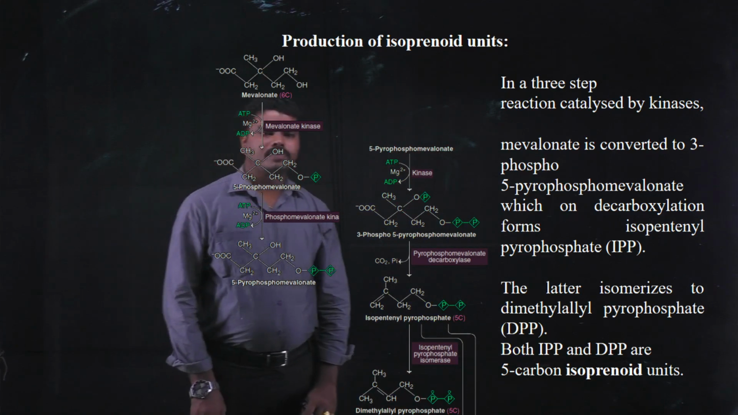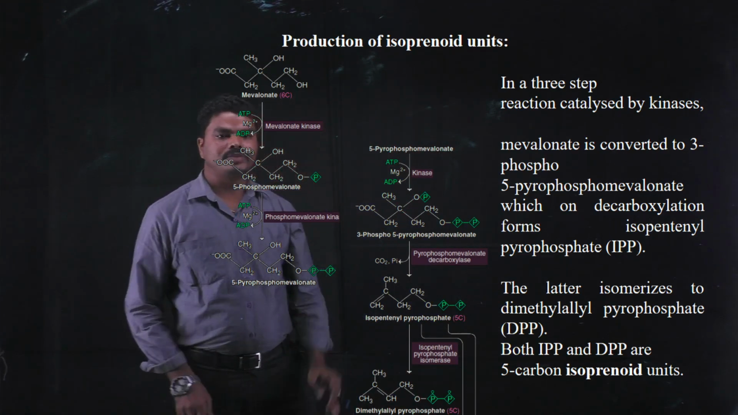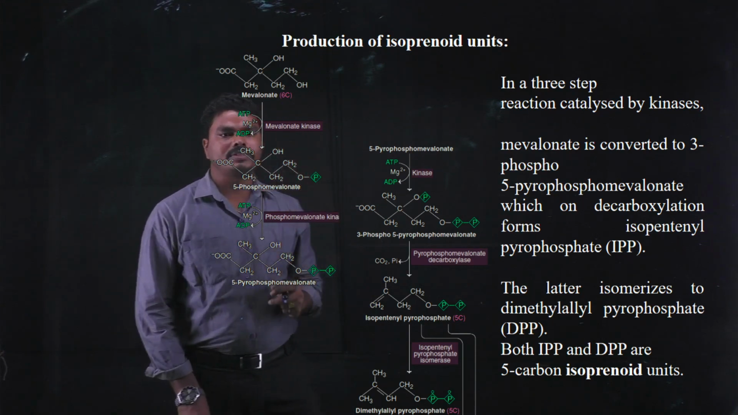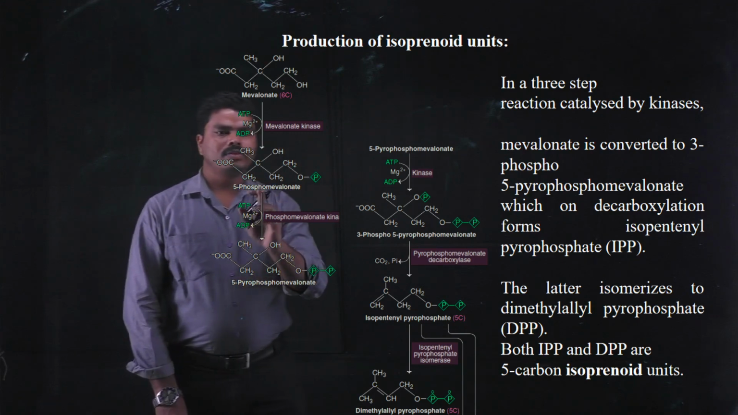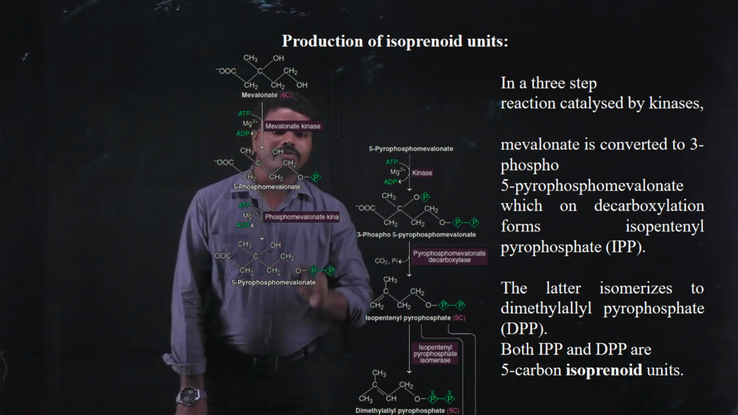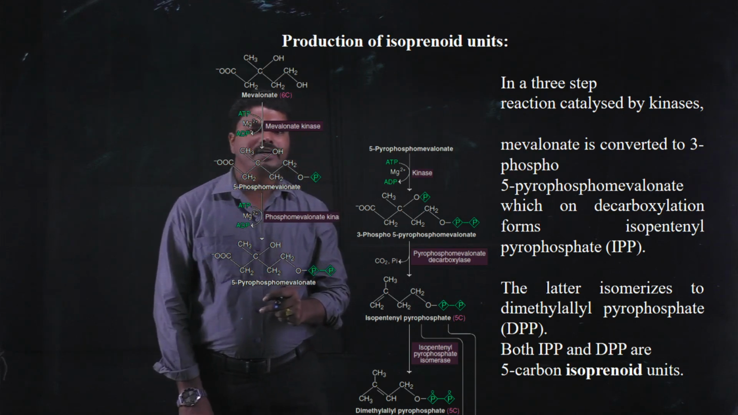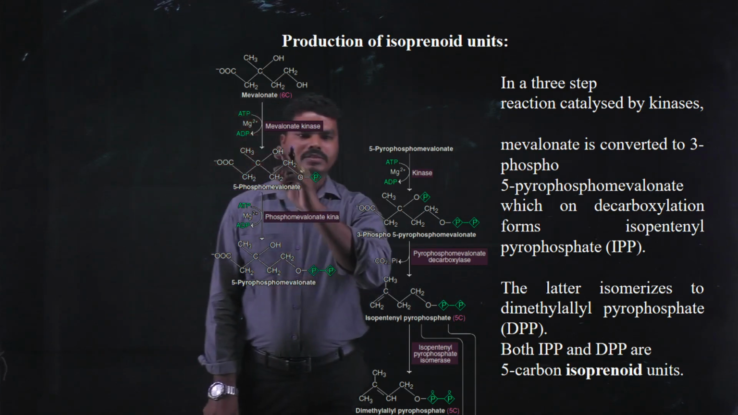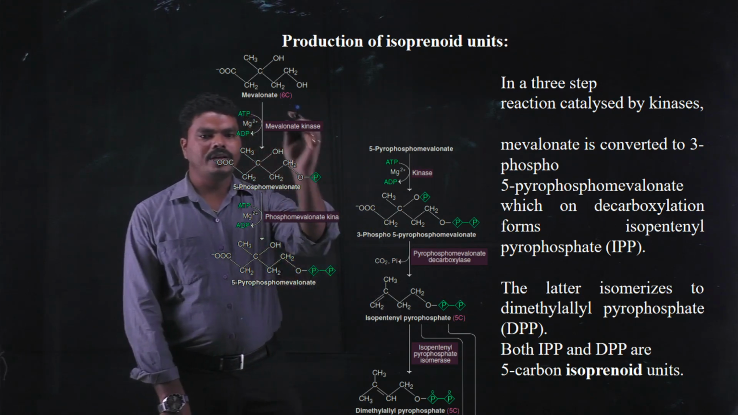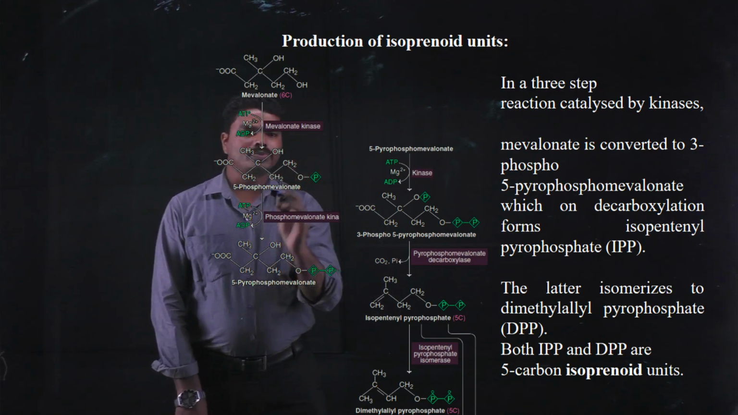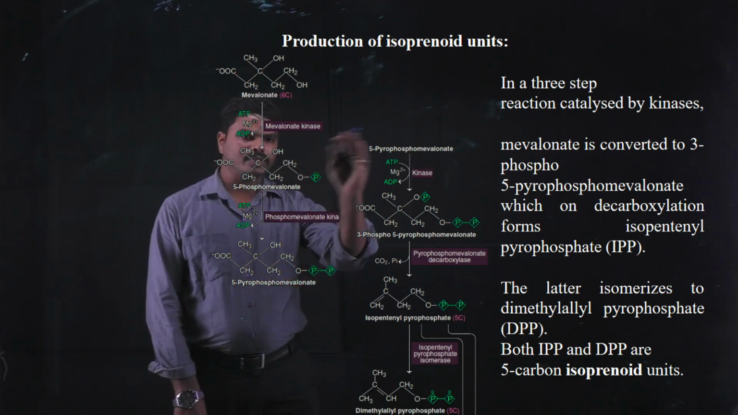The third step of cholesterol biosynthesis is nothing but the production of isoprenoid units. In the second step, we saw the production of mevalonate, and this mevalonate is converted to 5-phosphomevalonate by the action of mevalonate kinase. For this purpose, 1 ATP is utilized. So for the conversion of mevalonate to 5-phosphomevalonate, there are 3 steps involved in the production of isoprenoid units.